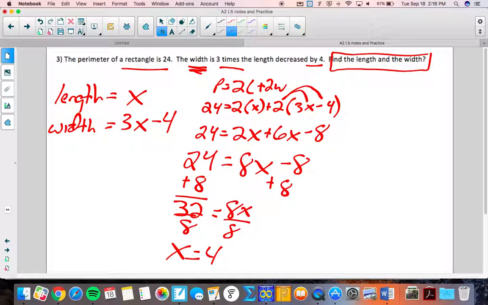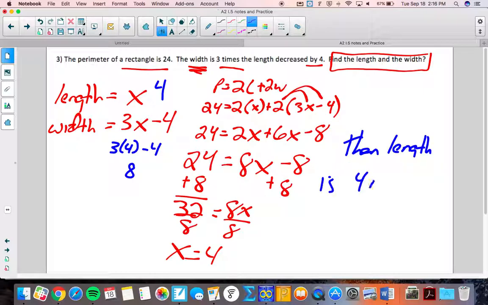Get x equals 4. So that means the length is 4 and the width is 3 times 4 minus 4, which is 12 minus 4, which is 8. So the length is 4 units and the width is 8 units. I should check that answer really quick. Let's see, 4 plus 8 plus 4 plus 8 is 24. And the width is 3 times that number, but then decreased by 4. Yes.